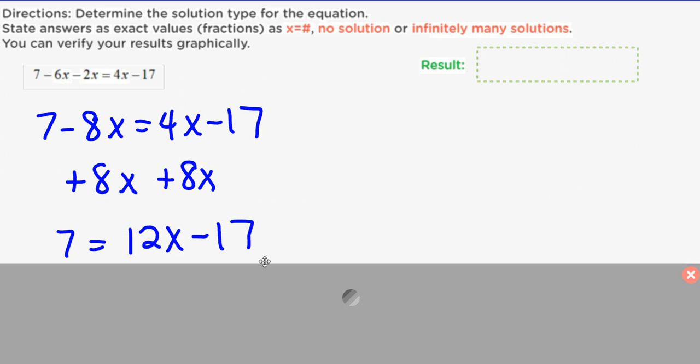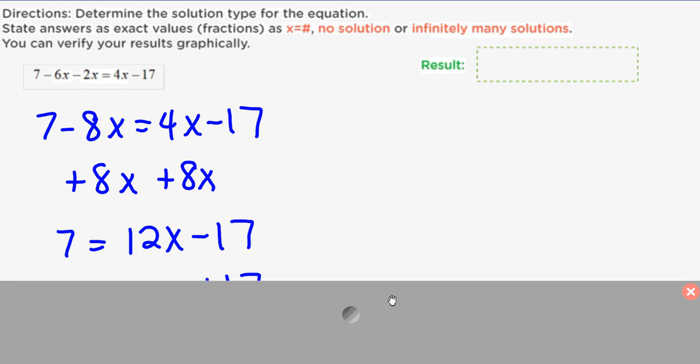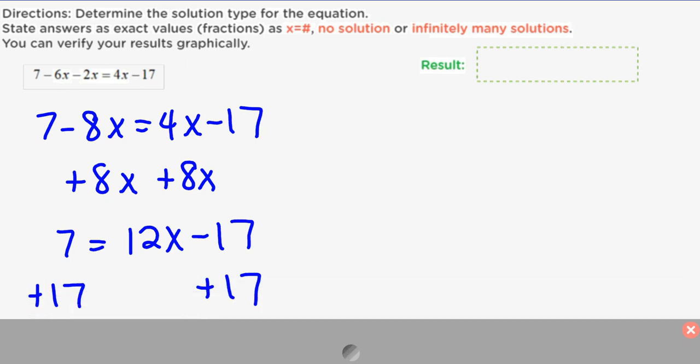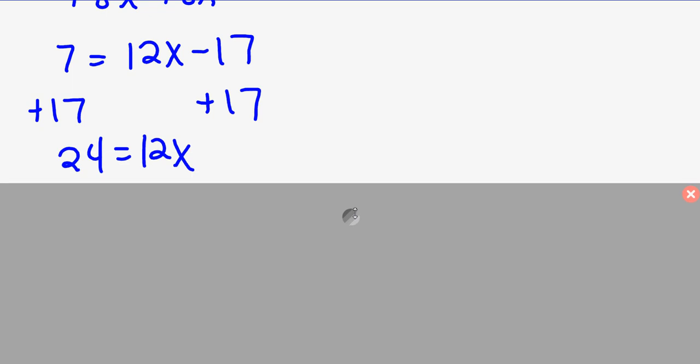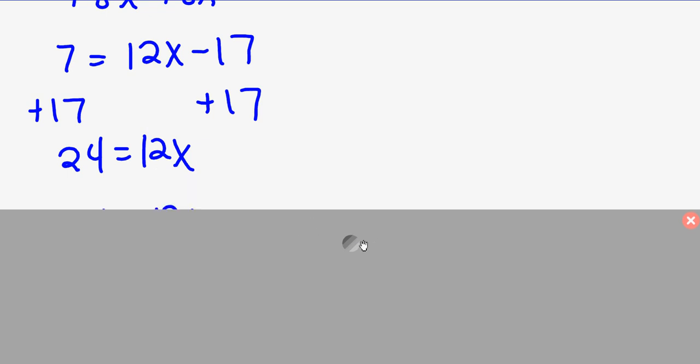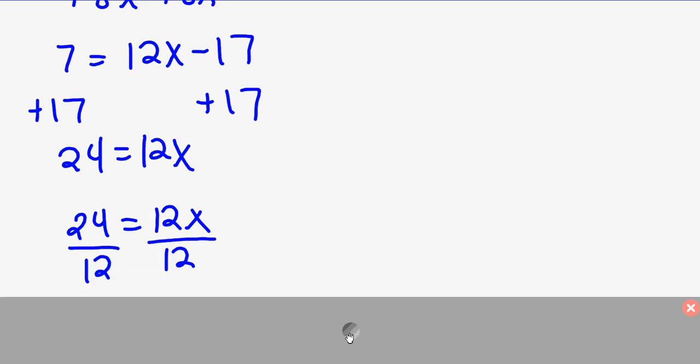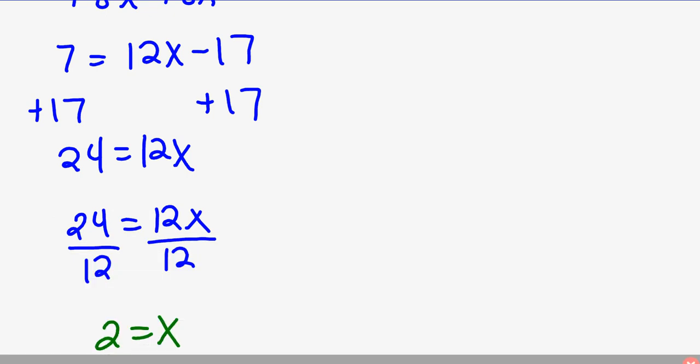We have to undo the subtraction of 17 by adding 17 to each side of our equation. That means on the left-hand side, we now have 24, and the right-hand side, we've got our 12x. Almost done isolating x. We have to undo the multiplication of 12, so we'll divide each side by 12, giving us 2. So again, how can you check and make sure that we are correct?